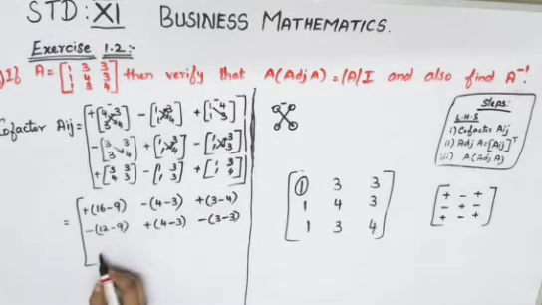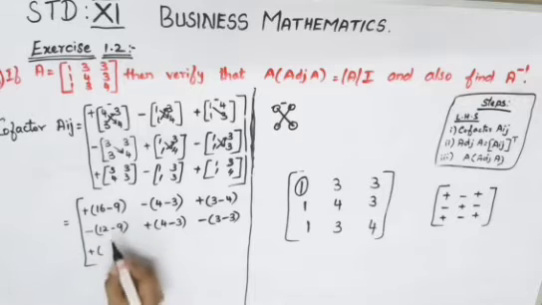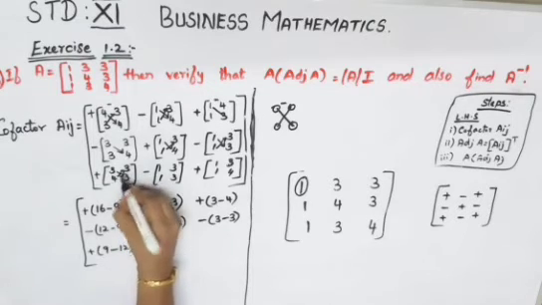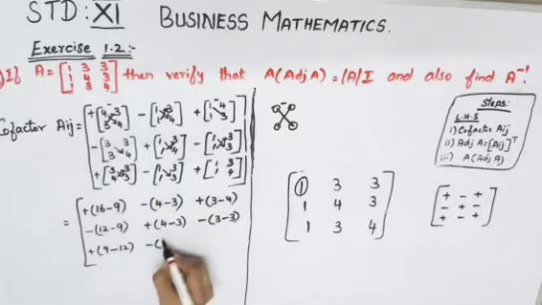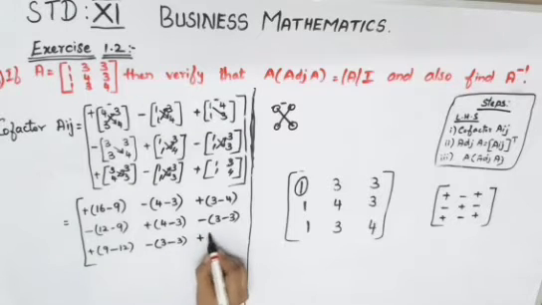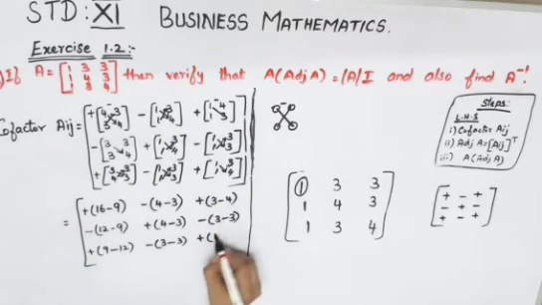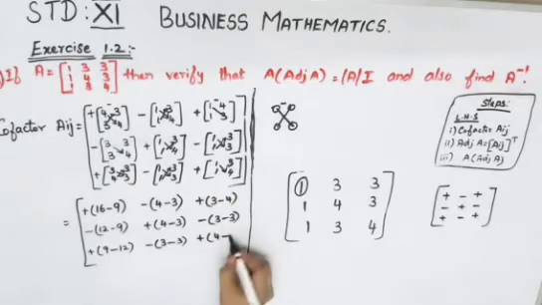Now the last row, plus is there, 3 3s are 9, minus 4 3s are 12, this one. Then this minus is there outside, again 3 1s are 3, minus, again this 3 1s are 3. Then plus is there outside, 4 1s are 4, minus 3 1s are 3.